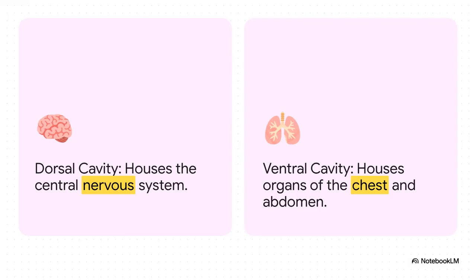So at the highest level, you can think of the body as having two main containers. Towards the back, we have the dorsal cavity. Think of it as the protective case for our central nervous system. And then toward the front, we have the much bigger ventral cavity, which holds pretty much everything else. Let's take a peek inside each one.